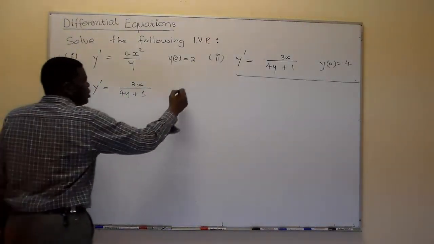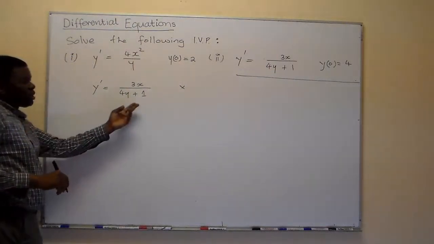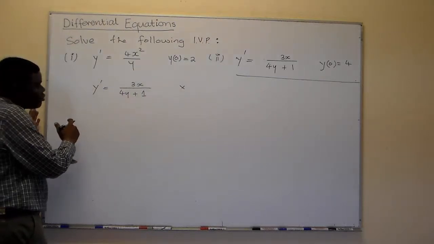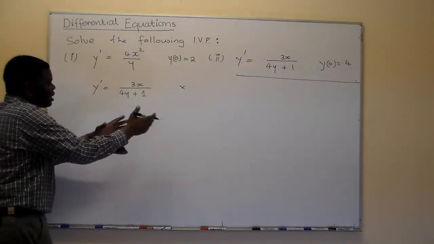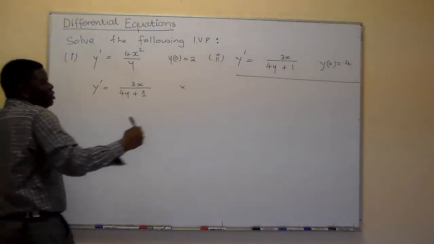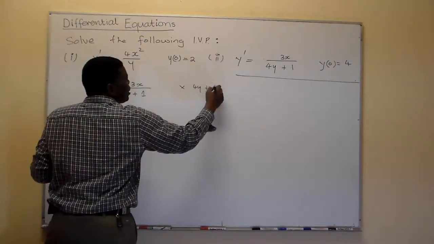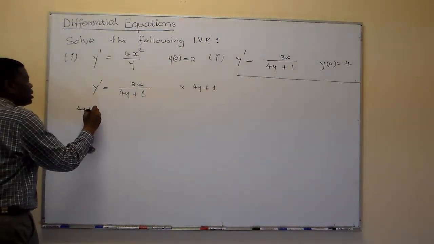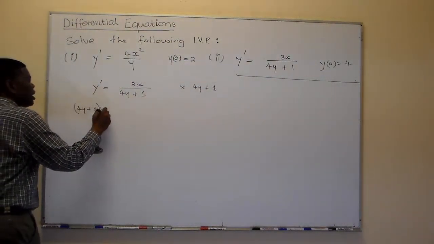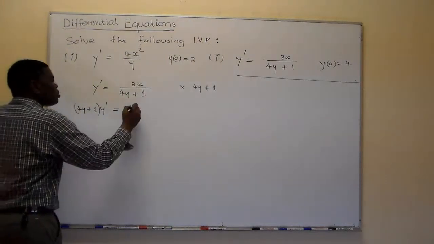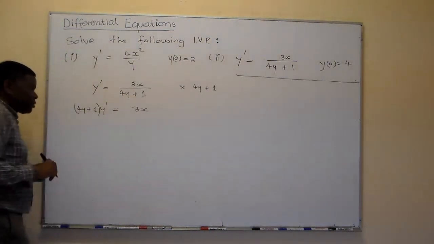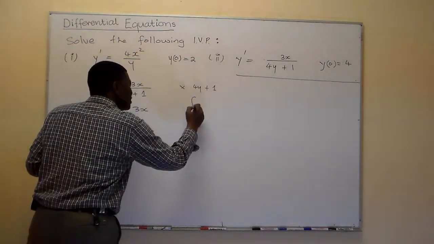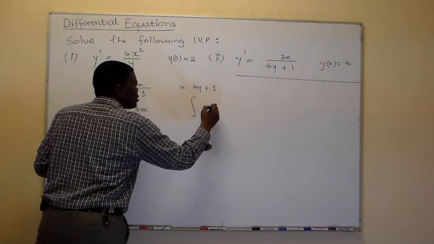So now we see here that if you multiply both sides by the denominator, we're going to have one side an expression of x and on the other an expression of y. So multiplied by 4y plus 1, we get here (4y plus 1) y prime equals 3x. Now, once we've done that, we introduce integration on both sides.